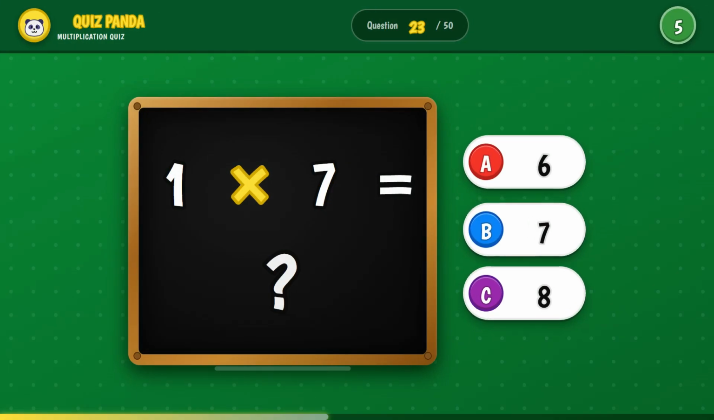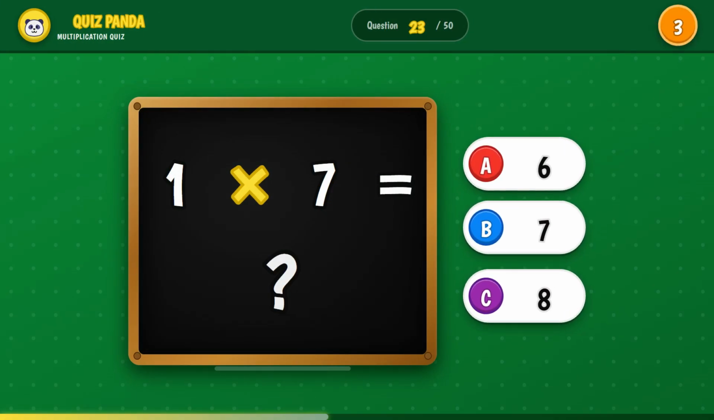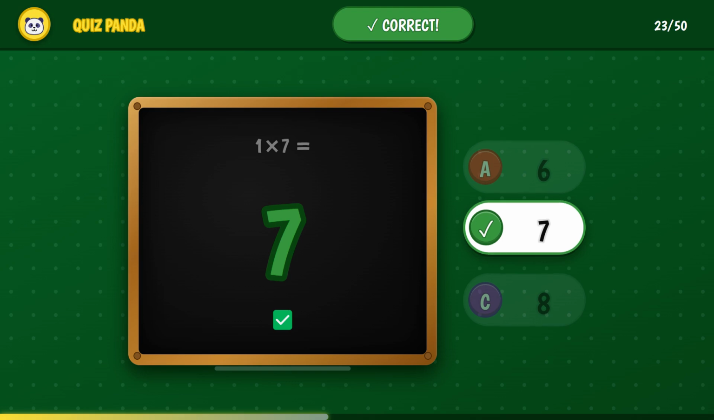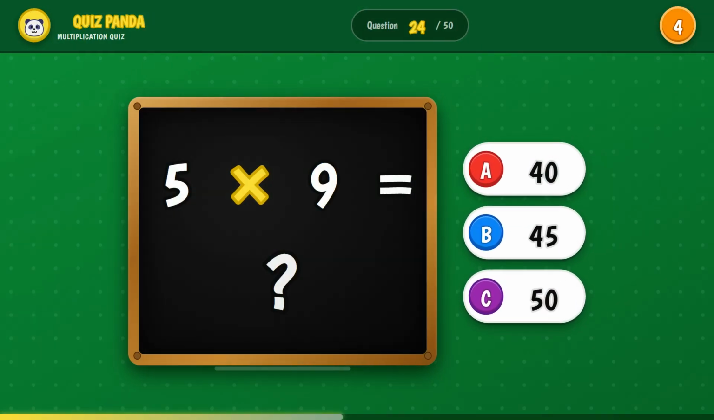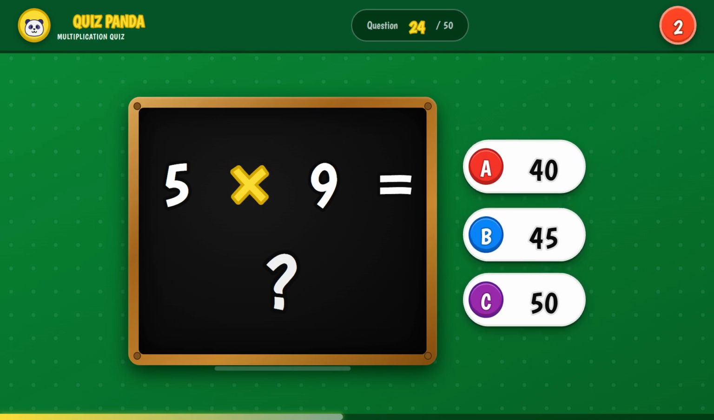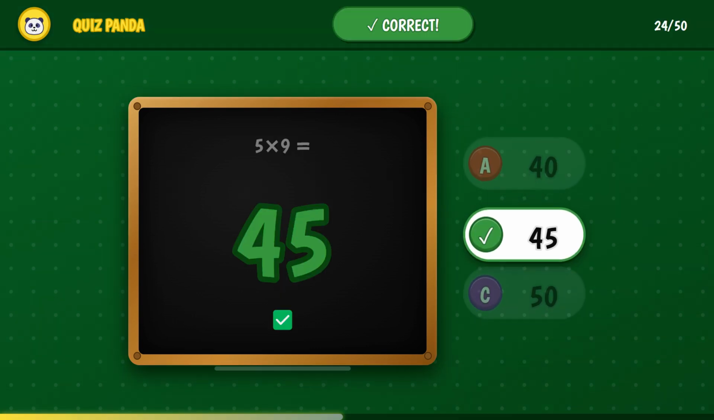Question 23. What is 1 times 7? The correct answer is B, 7. Question 24. What is 5 times 9? The correct answer is B, 45.